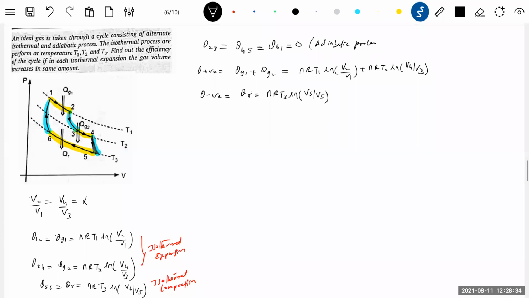We have to know what are the given things. Answer should be in terms of T1, T2, T3 only. But we don't know V2 by V1, V4 by V3. Okay, fine. We have to search some other ideas here now. Relation between the ratio of these volumes.